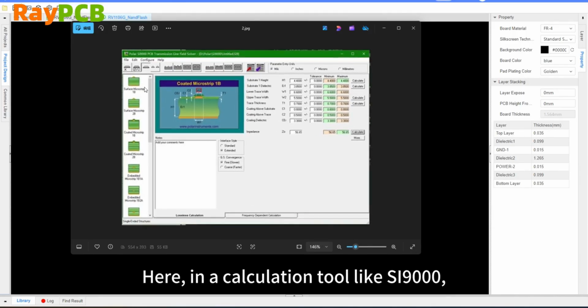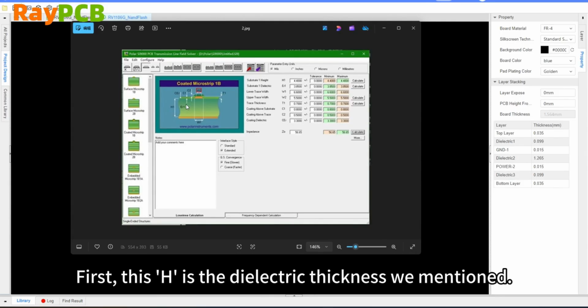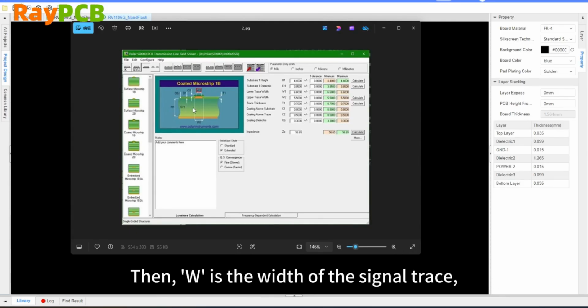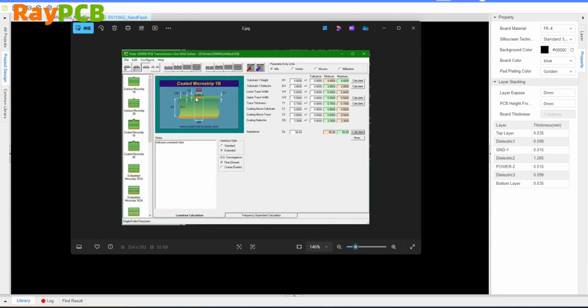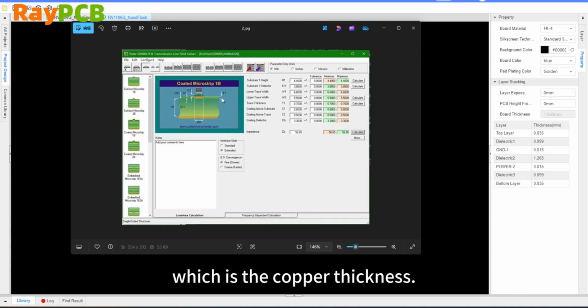This is an example in a calculation tool, SI9000, where you can see the structure of a PCB. First, this H is the dielectric thickness we mentioned earlier. Then W is the width of the trace, which is this raised part. Essentially, it's the width of the signal line. Next, T is the thickness of the trace, which is actually the copper thickness. And then there's ER, which is clearly written here. ER, also known as epsilon relative, is the dielectric constant. For any given material, it is a precisely fixed and unchanging value.